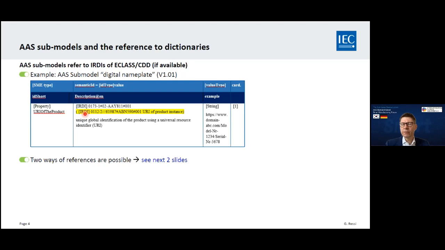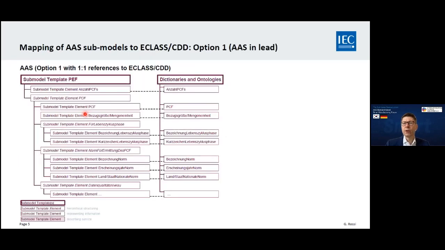And here we have a strong relation to this, and we identify two possible ways of references. The first way is that we have a separate description of a submodel template with all the elements which are in a submodel template, and each of these elements indicates via an IRD to semantic properties.